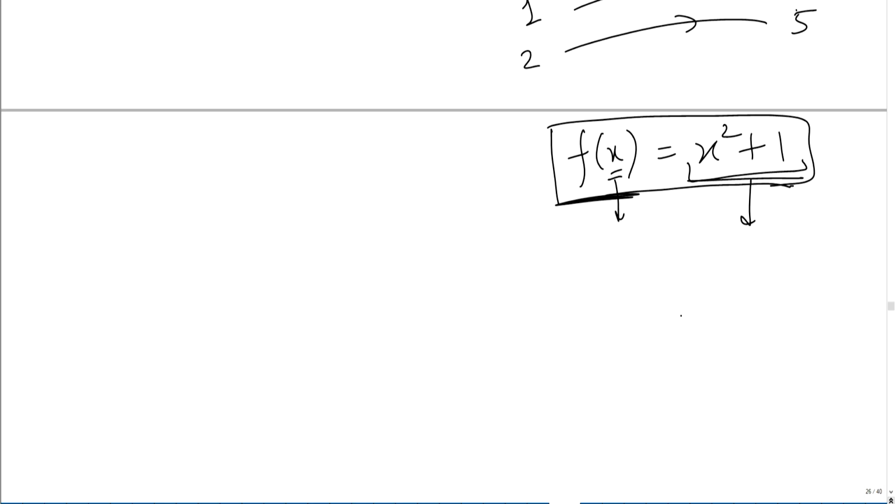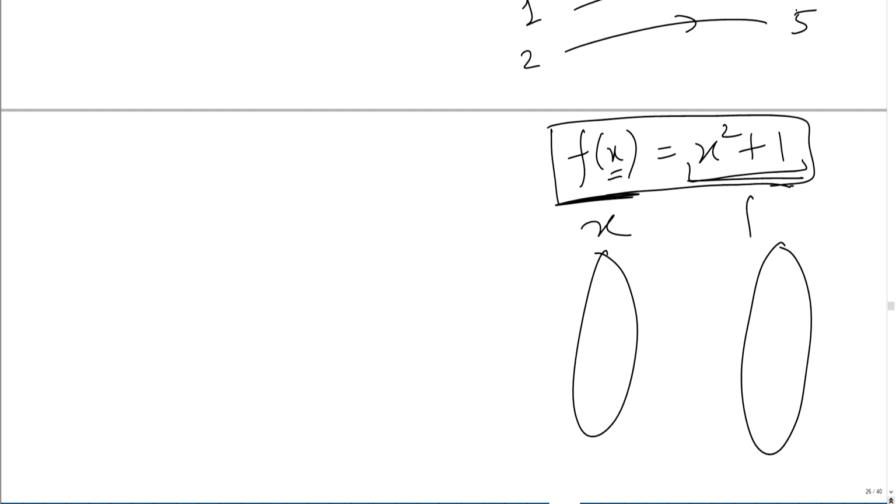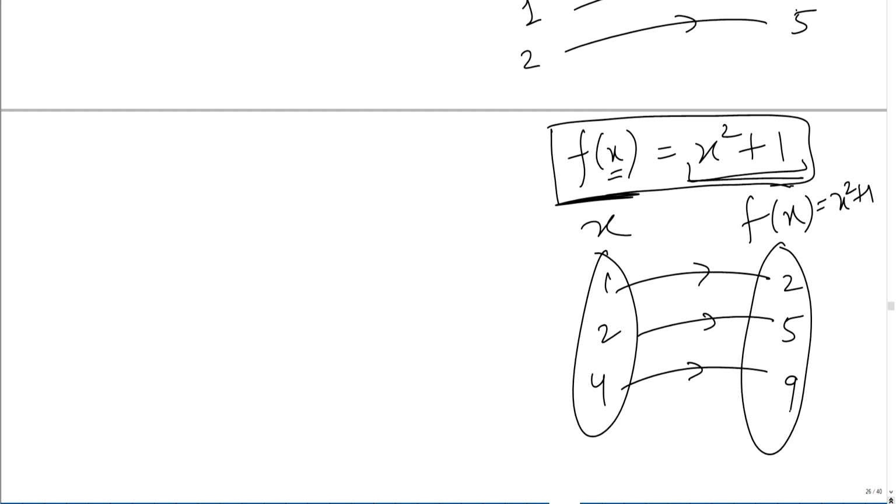When we write the function f of x equals x square plus 1, what we mean is that there is some input variable x, and depending on the value of this input variable, the function will yield exactly one output value. That output value depends on whatever is written on the right hand side, x square plus 1. So, let us say the input values are 1, 2, 4: the corresponding output values will be 1 square plus 1, 2; 2 square plus 1, 5; 4 square plus 1, 9.